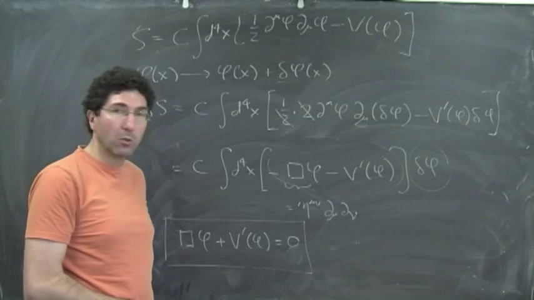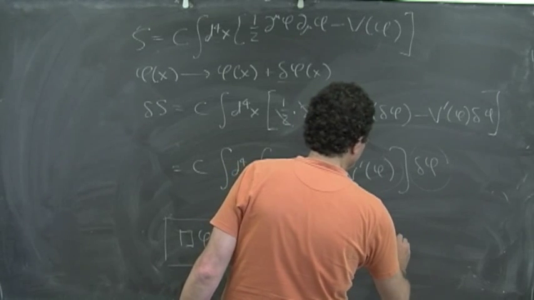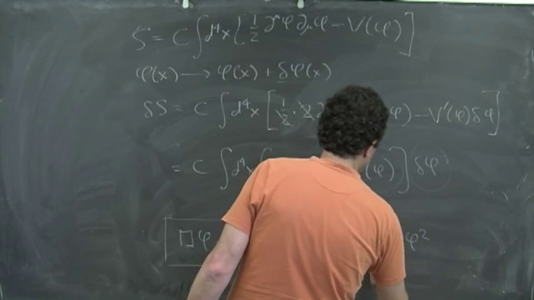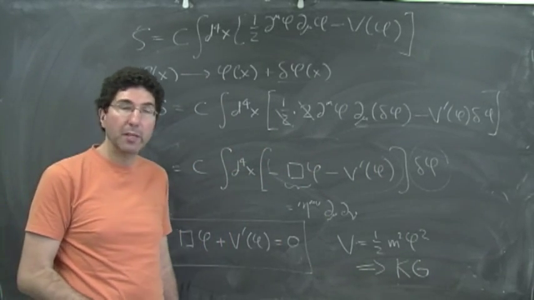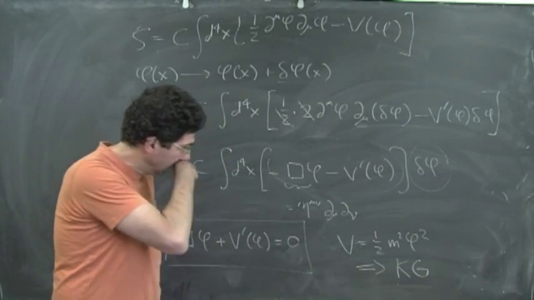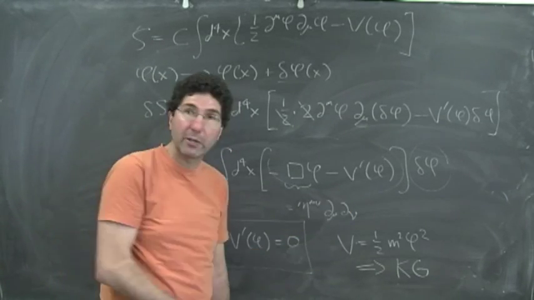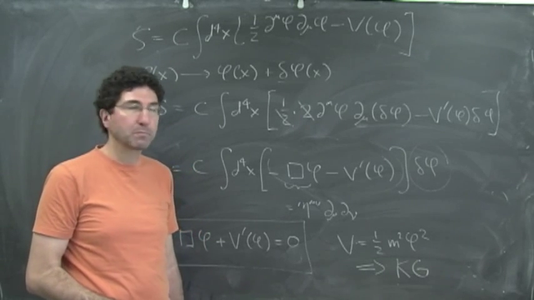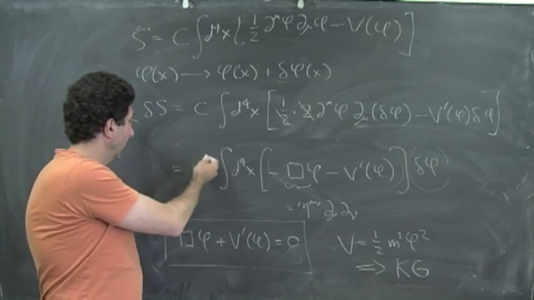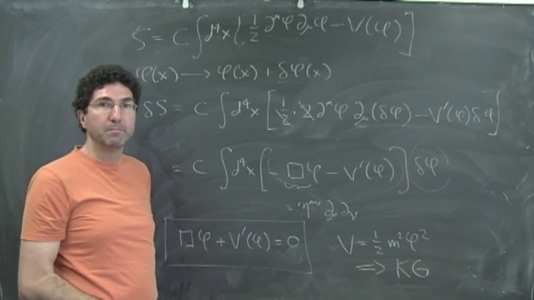As a special case, if V was just equal to 1/2 m squared phi squared, then we just get the Klein-Gordon equation, the equation that we had before. But now we could also take V to have other terms in it, higher powers of phi, for example, and we could get something else. Notice also that here the classical equations don't depend on C at all.